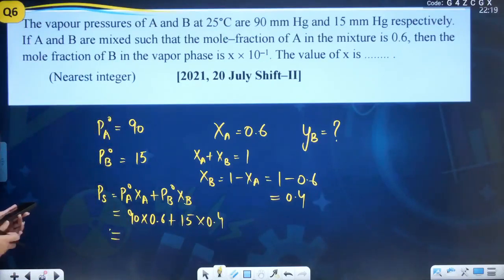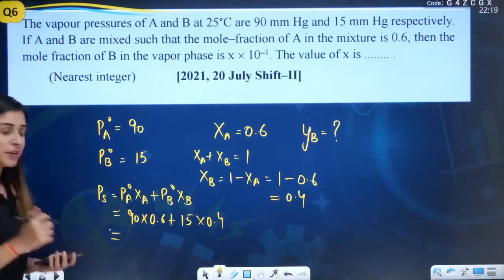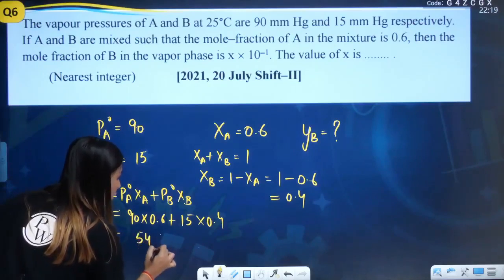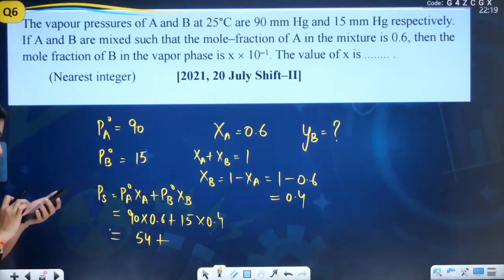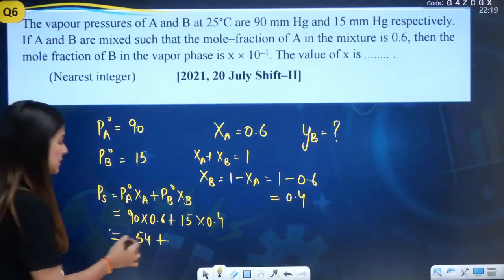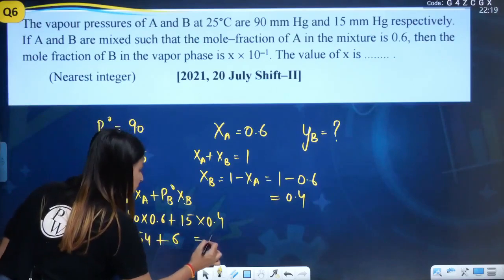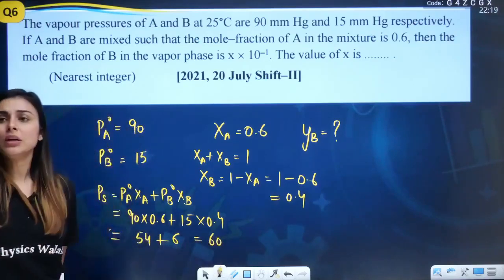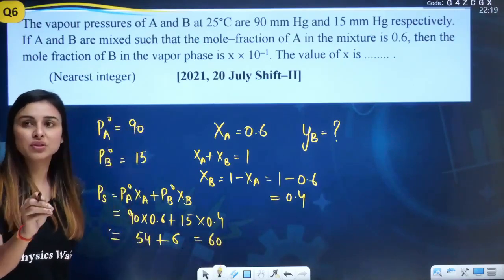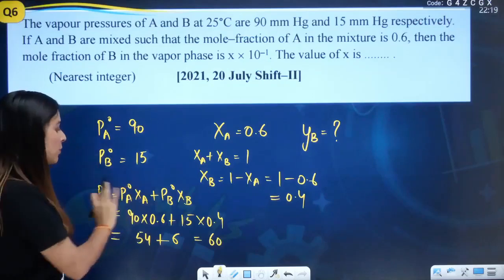What will this be equal to? 90 into 0.6 will be 54. Then you have 15 into 0.4, which is equal to 6. So this is equal to 60. So the vapor pressure of the solution has come out to be 60.